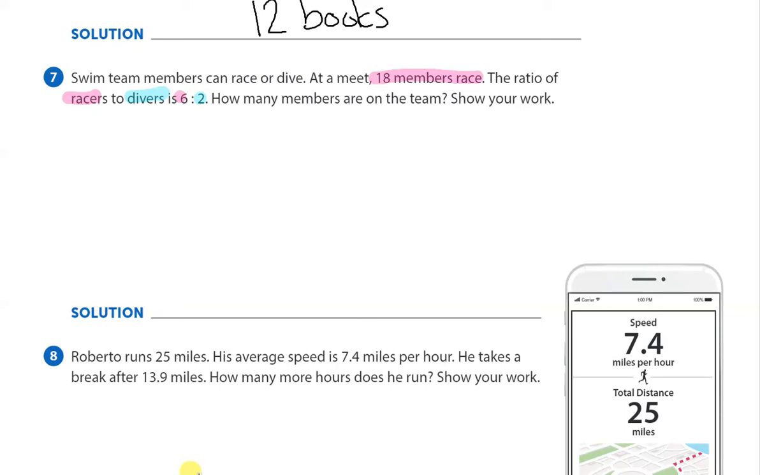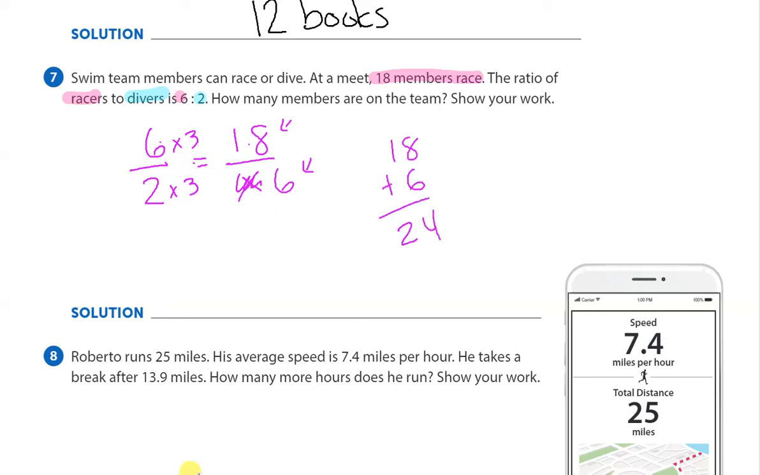So we have 6 racers to 2 divers is going to be 8, but we have 18 racers, and we need to know now how many divers, and then we need to add it all together. Well, you can probably figure out just by looking at it that 6 times what is 18? Times 3. So that means you need to multiply by 3 down here as well. So this is going to be 2 times 3 is 6. And so there's 18 choose to race, 6 choose to dive, 18 plus 6 is 24 team members.